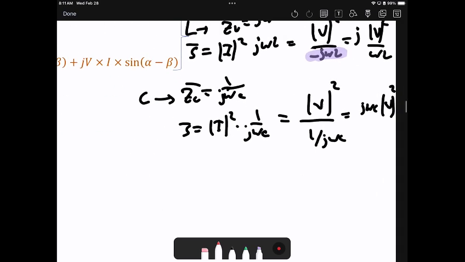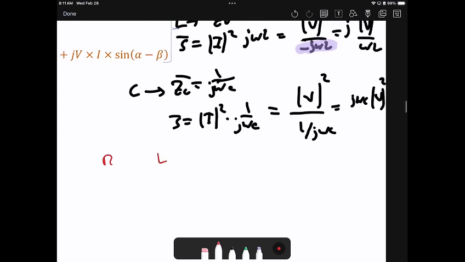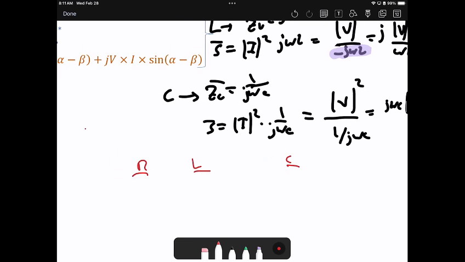Whenever we have a resistor, inductor, or capacitor, I prefer to use the formula S equal I squared times V bar. That's my favorite formula. If you want to use another formula, that's fine. For the resistor, it was I squared times R. For the inductor, it was I squared times j omega L. For the capacitor, it was I squared divided by j omega C.